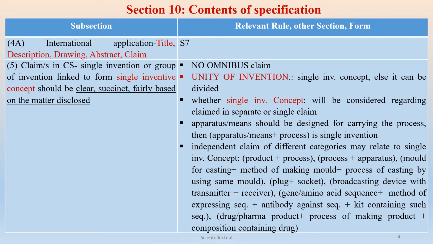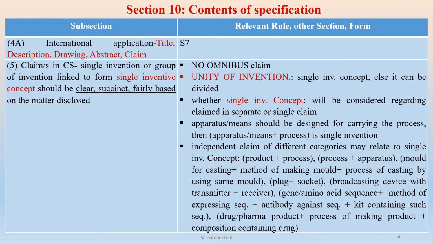Subsection 4A under Section 10. In case of international application, mostly PCT application, the following heads are to be there in the contents of specification: title, description, drawing, abstract, and claim. The relevant other section is Section 7.